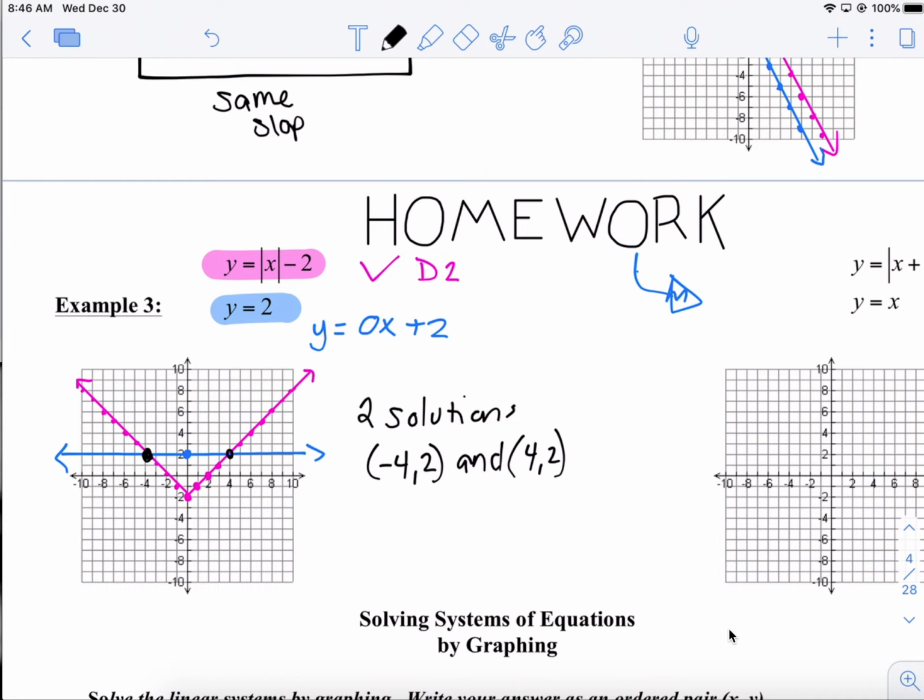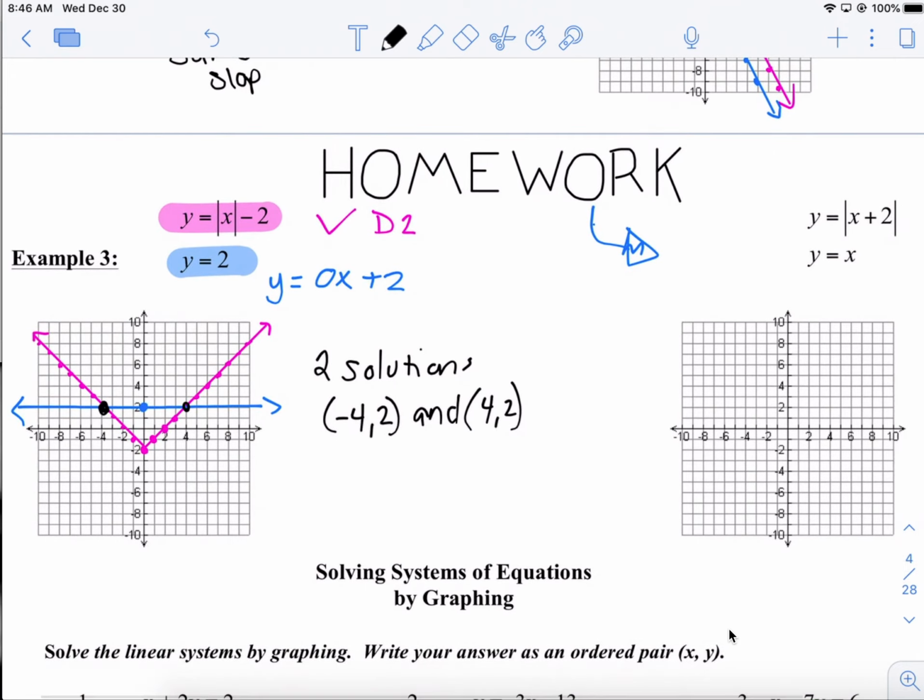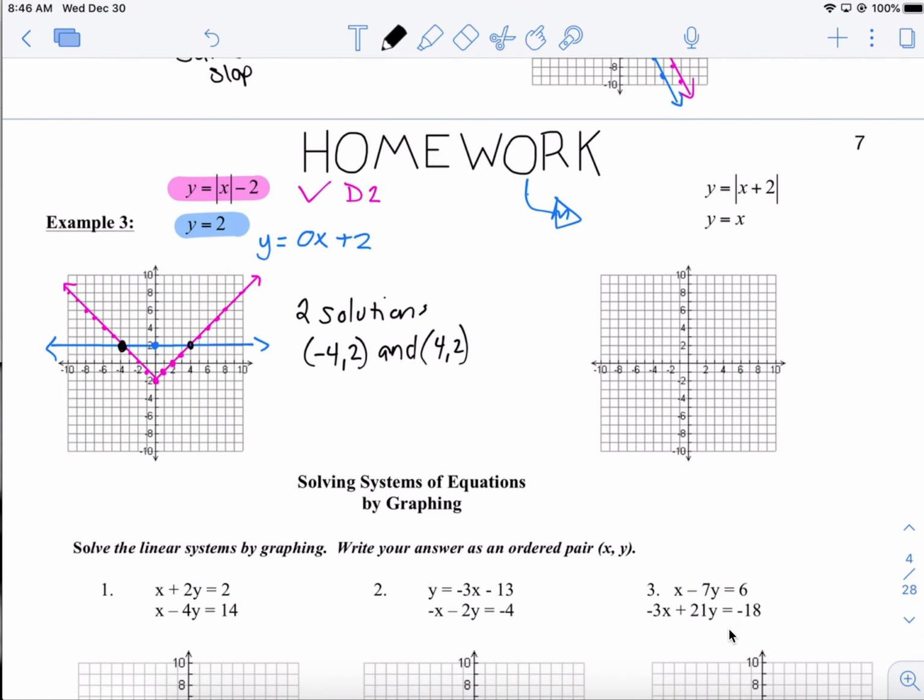You will get the same kind of answer for problem number, whatever this one is on the right-hand side. Okay, all right. You are not expected to start the assignment until we get into class. If you would like to graph it and get it over and done with, that's awesome, but you are not expected to have it done until we start it in class together.